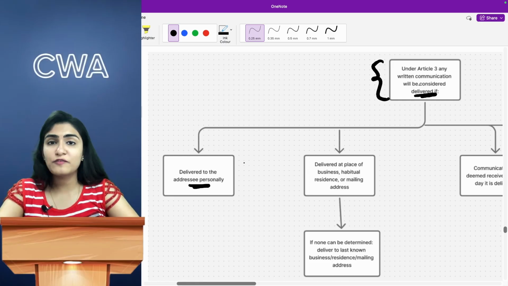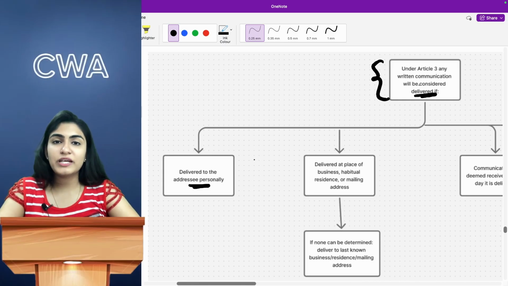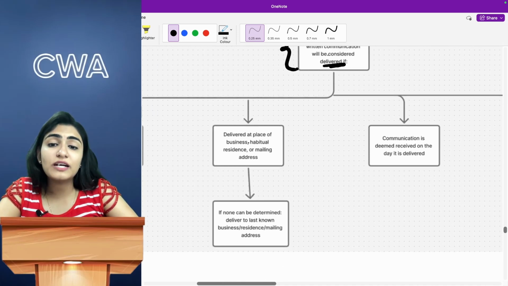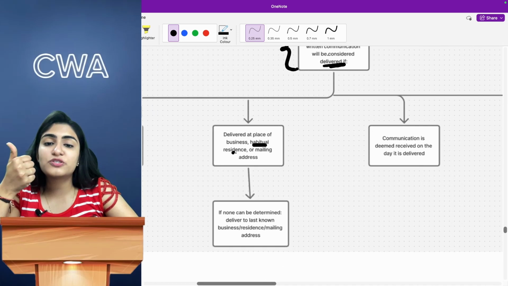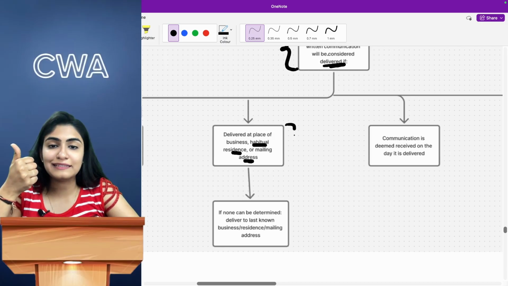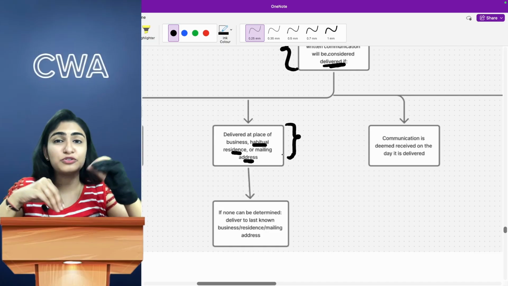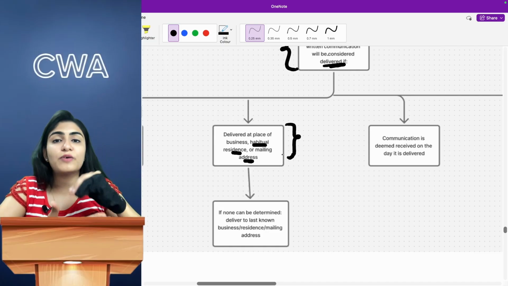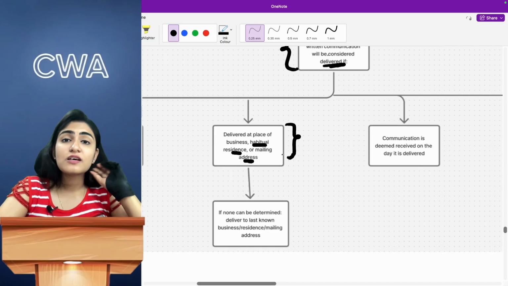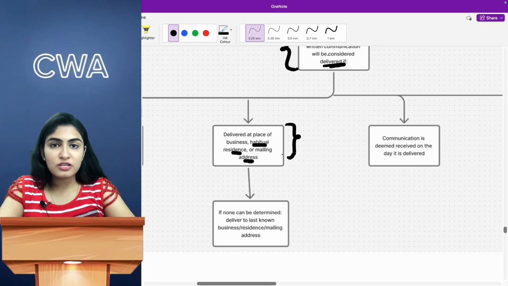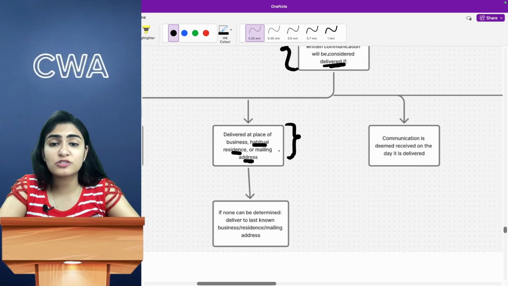until and unless you have a branch in that country and you are mailing it to the branch and telling the branch manager to please go and deliver it to the person personally. Or deliver at the place of business, habitual residence, or mailing address, meaning the place of business is where your actual main business resides. So let's say, ma'am, I have a lot of branches all over the world, in that case, you can say your head office is your place of business.